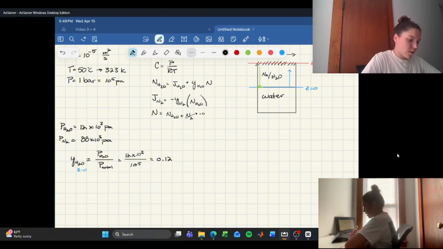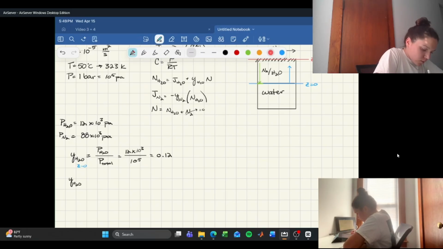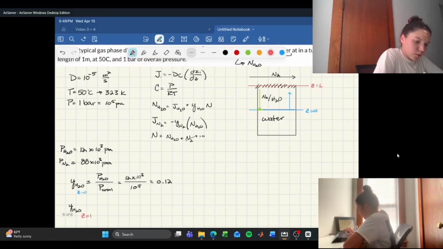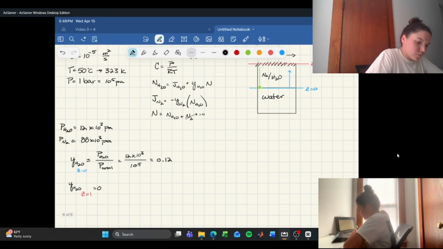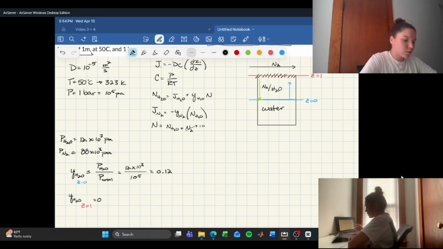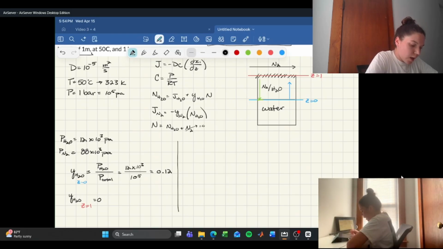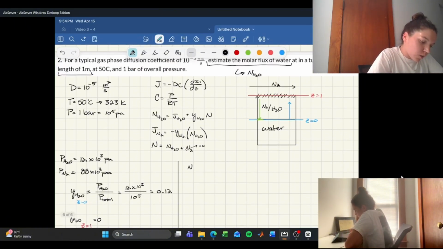Okay. And then the mole fraction of water at Z is equal to 1. This will be up here. This is at 1 meter. That's given to us, that the length is 1. The mole fraction of water is going to be equal to 0 because that's at the top. So now let's look at an equation. So we're trying to find the molar flux of the water.